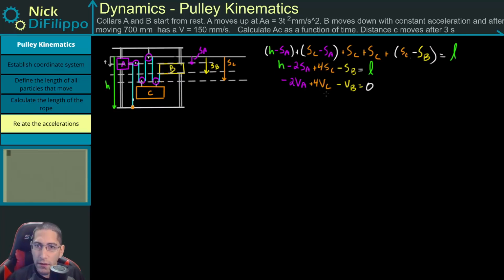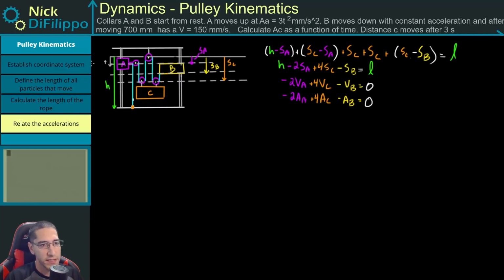I want to take another derivative. So if I take the derivative of velocity, I get acceleration. Minus 2 times the acceleration of A plus 4 times the acceleration of C minus the acceleration of B is equal to 0. So now I have an expression that relates my acceleration of A, my acceleration of B with my acceleration of C. I now need to go back to my problem description and see what information they give me about any of these.